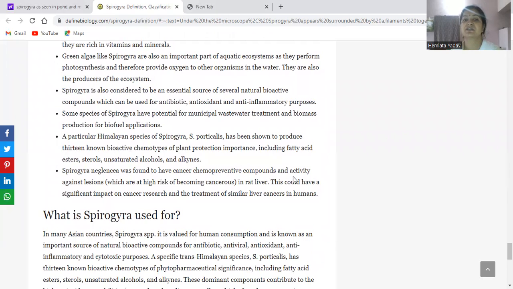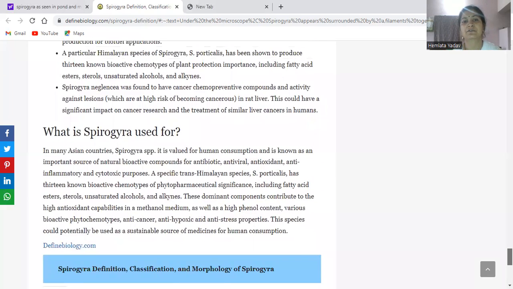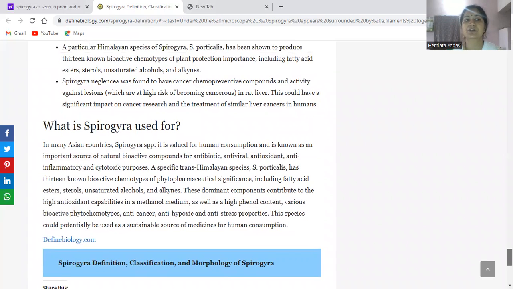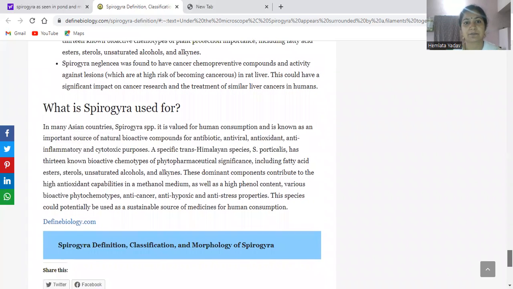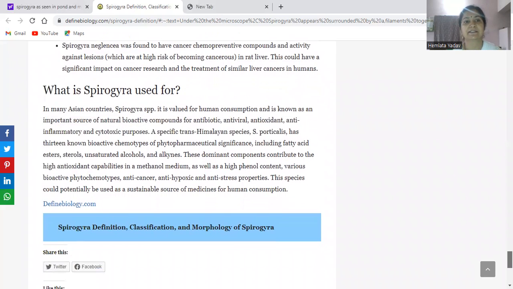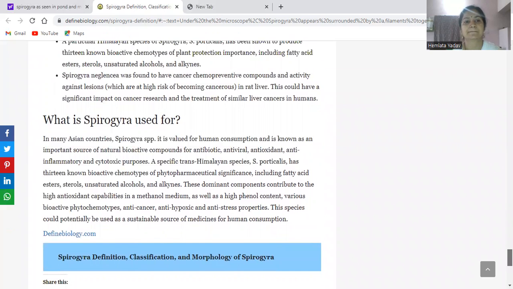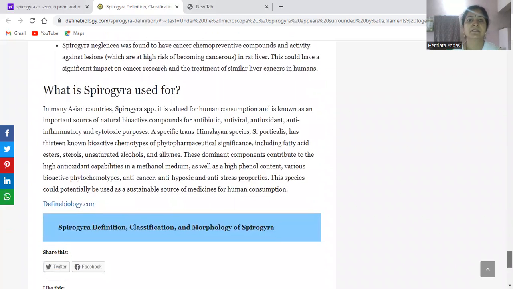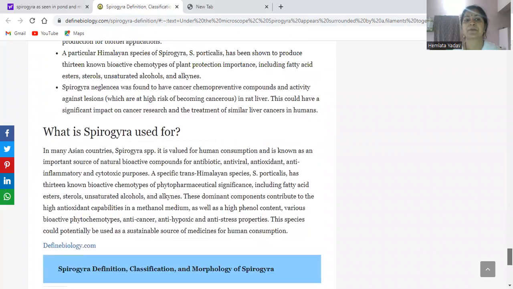Spirogyra is considered an essential source of several natural bioactive chemicals, antibiotics, antioxidants, and anti-inflammatory agents. Some species of Spirogyra have potential for municipal wastewater treatment, and a Himalayan species of Spirogyra has been shown to produce 13 known bioactive chemotypes of plant protection importance, including fatty acids and sterols. Cancer chemopreventive compounds are also produced by Spirogyra.